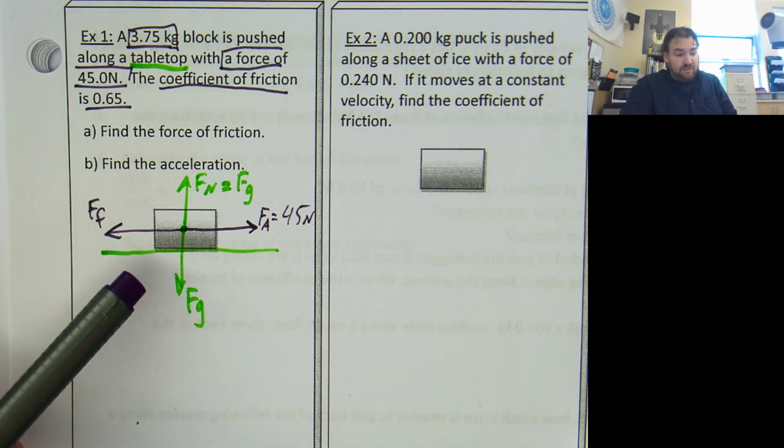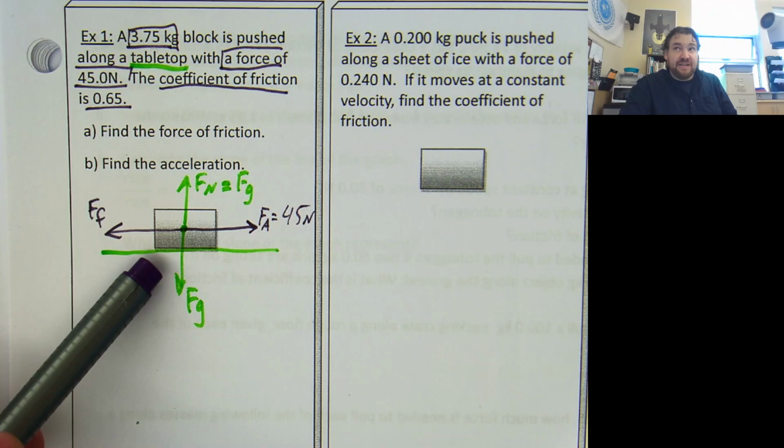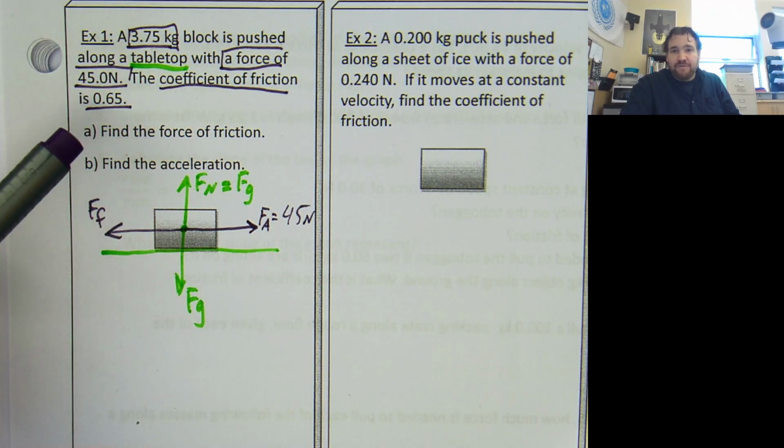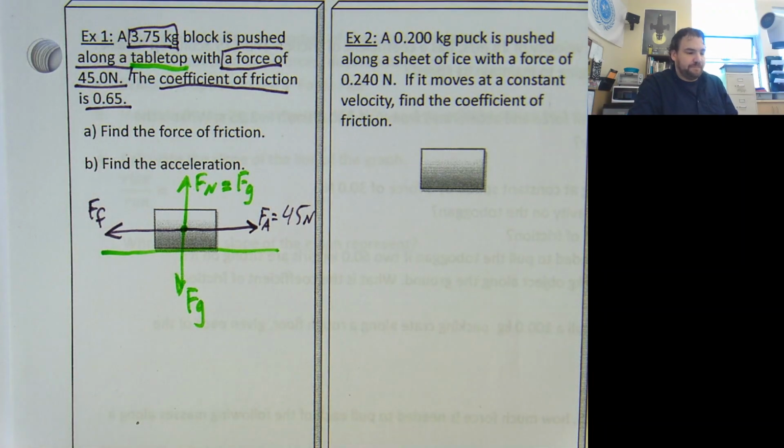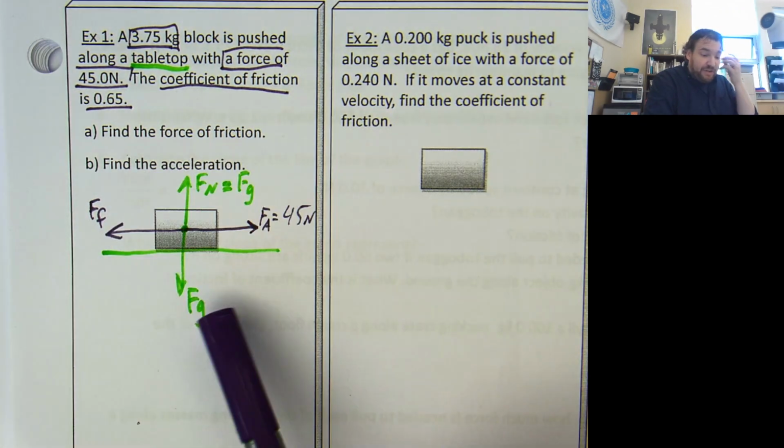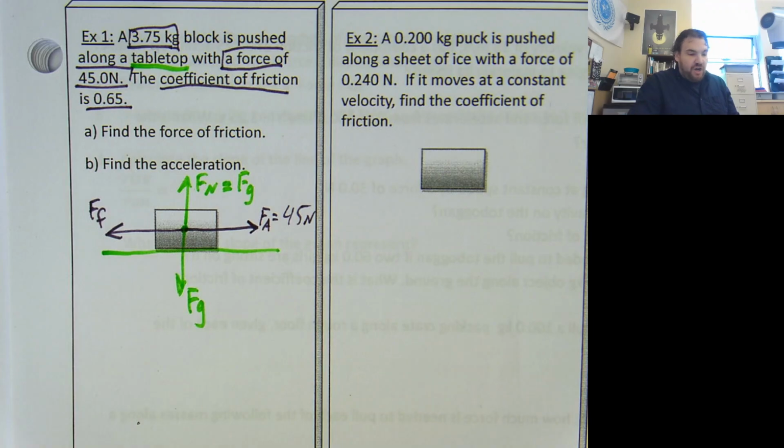Zinc on zinc, if this was a zinc block on a zinc table, could give us that same kind of coefficient of friction. And all these are experimentally verified. So let's go ahead and keep going. We want to find the force of friction and we want to find the acceleration of the object. So we've got some values, we can find some values here.